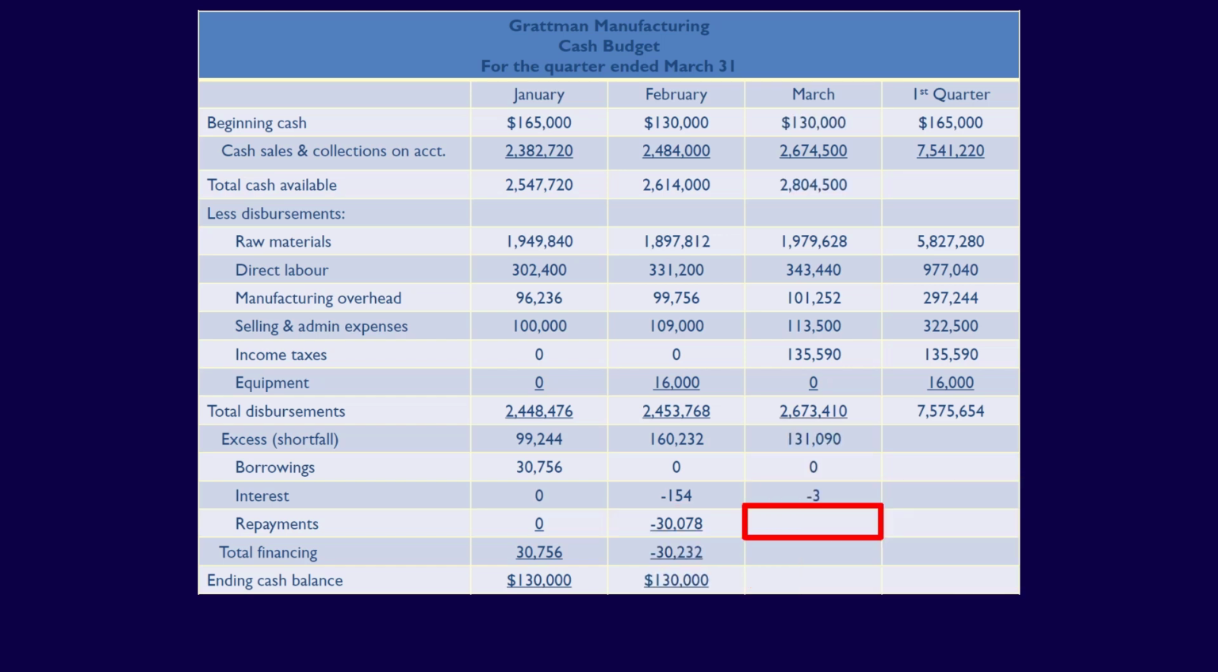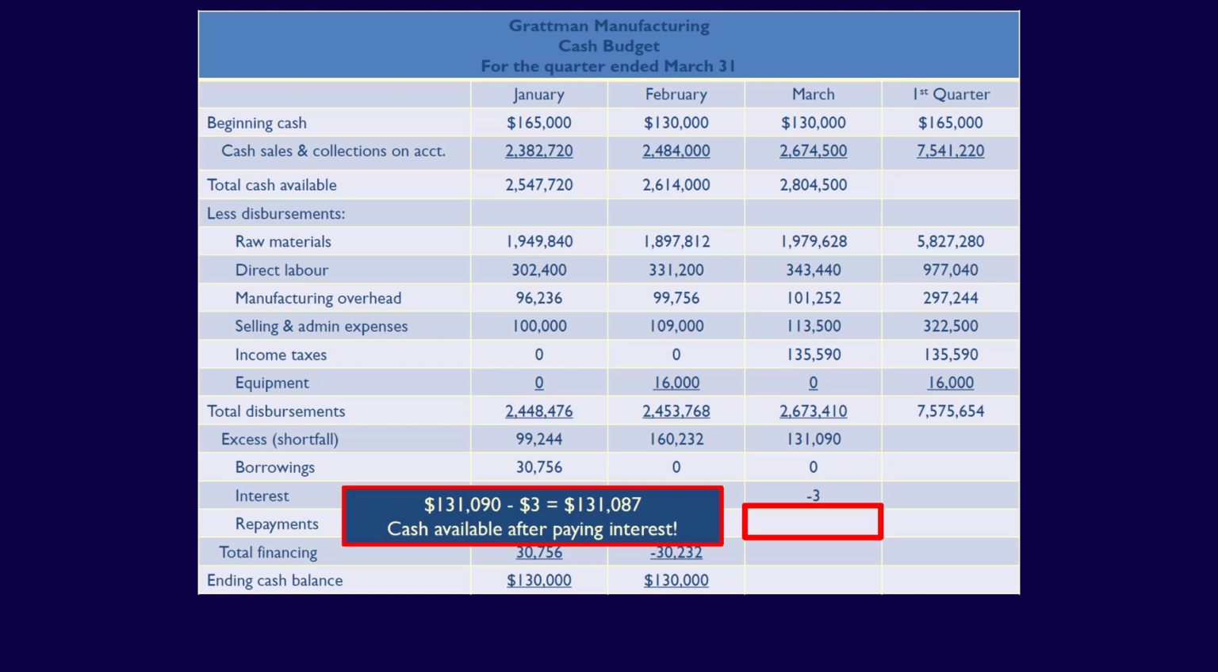We have to determine how much we can pay this month, so we first have to determine the cash available after paying interest. Excess cash of $131,090 minus $3 interest is equal to $131,087. This is the cash available after paying interest. How much of that cash can we use for repayment? Only the amount above the required $130,000.